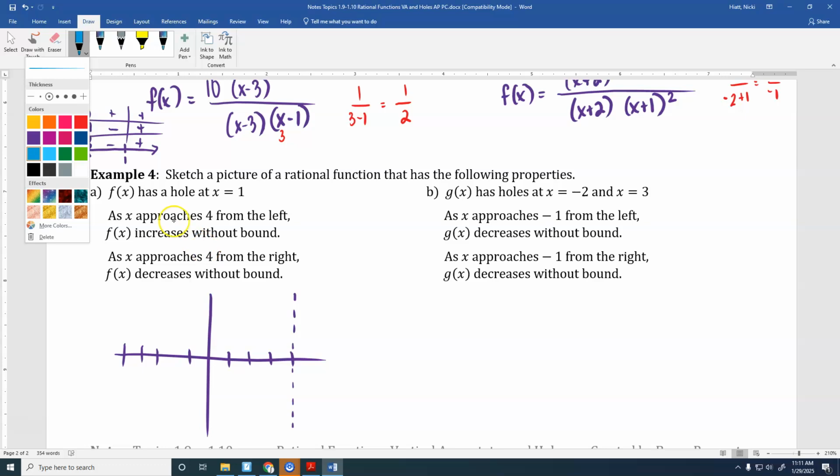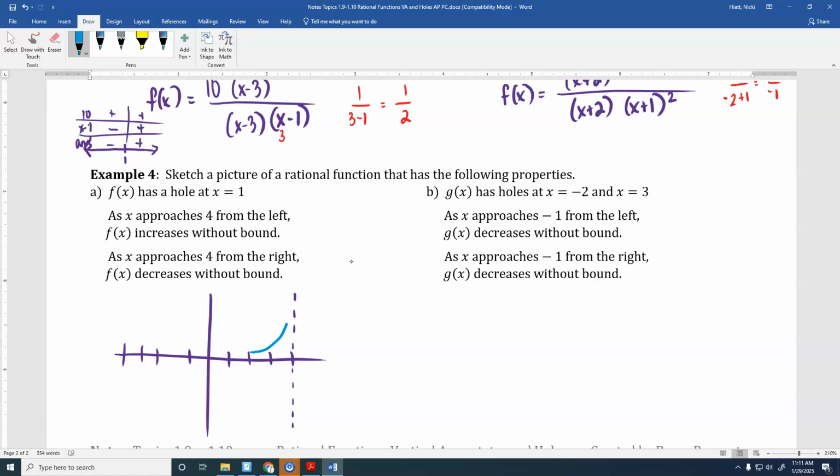So as x approaches 4 from the left, f increases without bound. So from the left side, I'm just going to do this. I know that I got to go up right here. And it tells us as x approaches 4 from the right, f of x decreases without bound. So as I go to the right of this, I should go down.